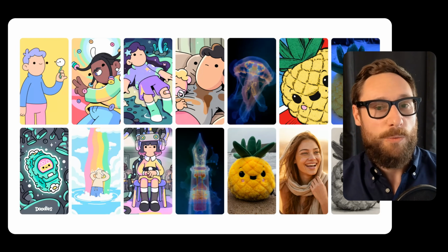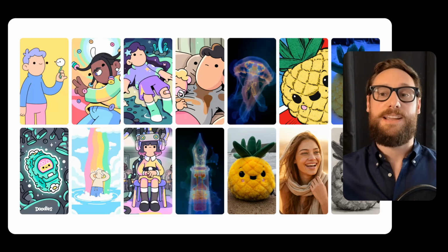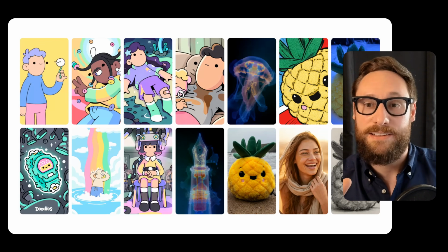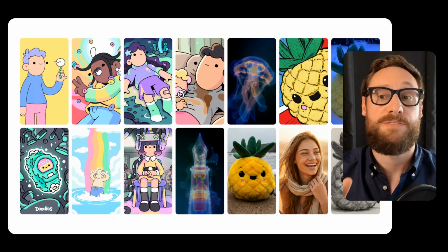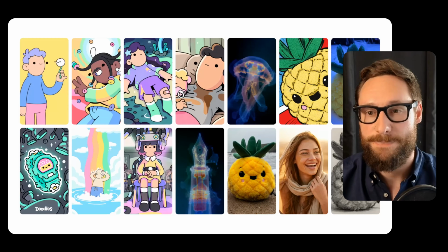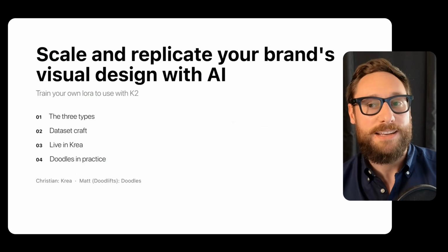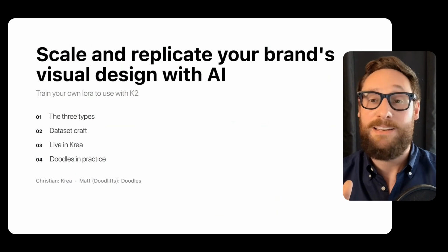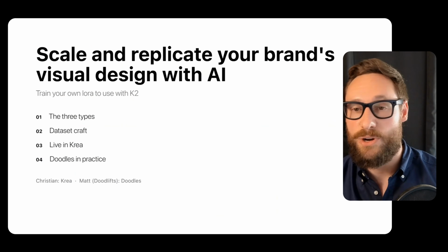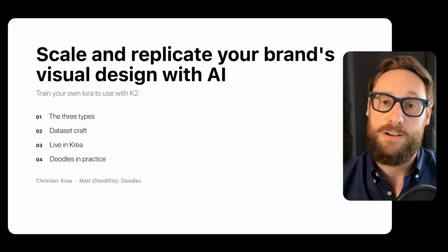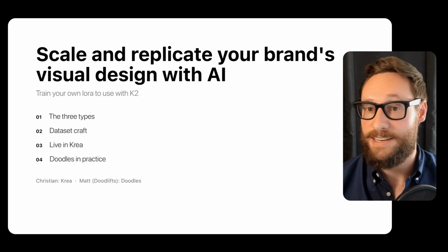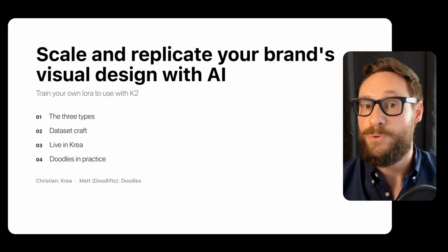So let me tell you what we're actually going to explore today. We're going to look at how to train custom Loras to help scale and replicate your brand's visual identity with Krea. We'll learn how to train a Lora correctly. There are 3 different types of Loras that you can train. We're going to look at dataset craft and then jump into a live demo and train one today. And then I'll hand it over to Matt.